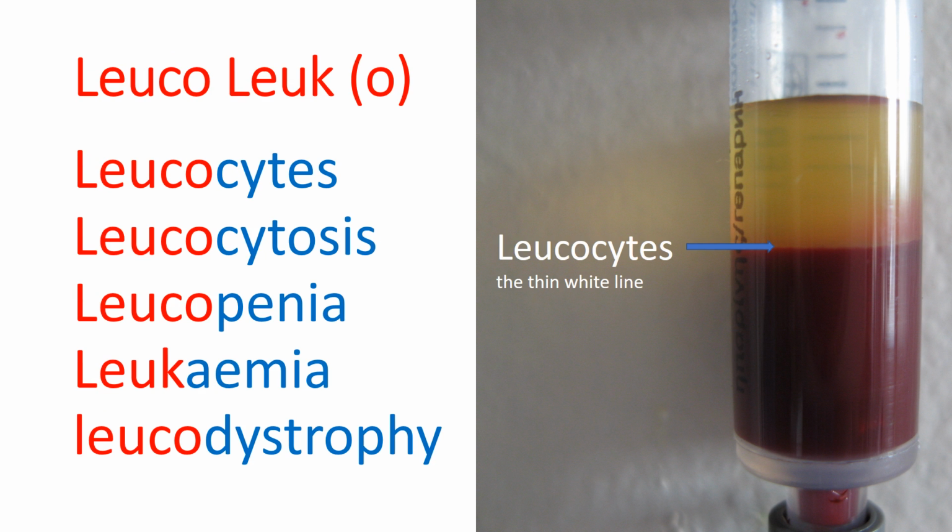Now, the Greek word for white is leukos, and this is where we get leuco or leuk from. And this can be spelled L-E-U-C-O or L-E-U-K. So leukocytes are white blood cells. And if you look where I've labelled the leukocytes there, the thin white line, you can actually see there is some white there. That's the layer of white cells in the centrifuged specimen.